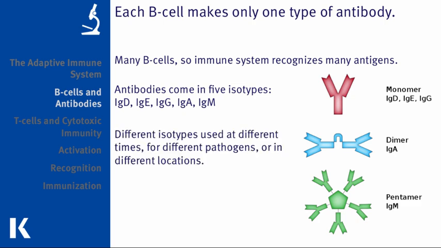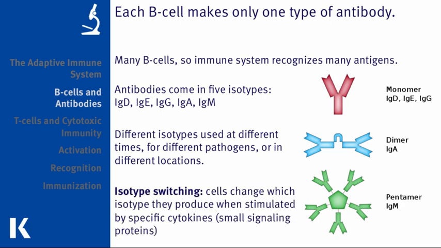In addition to having different shapes, the isotypes each have jobs they are more or less suited for, so they get used in different circumstances. Sometimes B cells change the isotype they produce when signaling proteins called cytokines indicate that conditions have changed, to allow another isotype to be more effective.